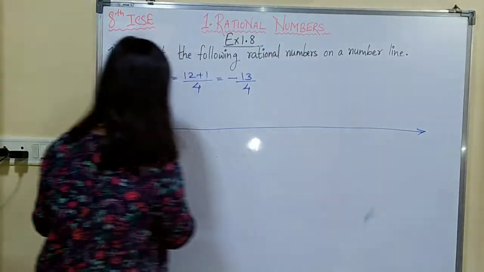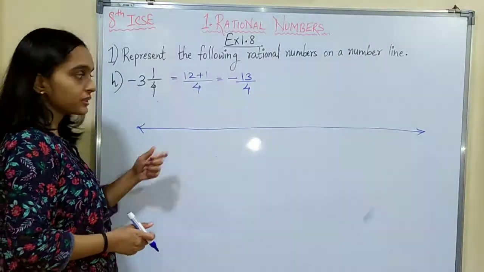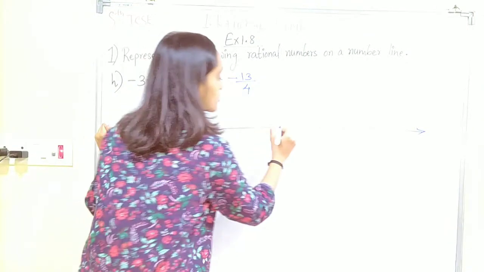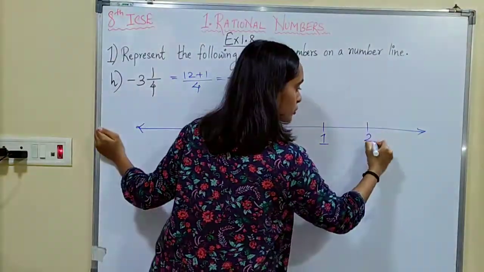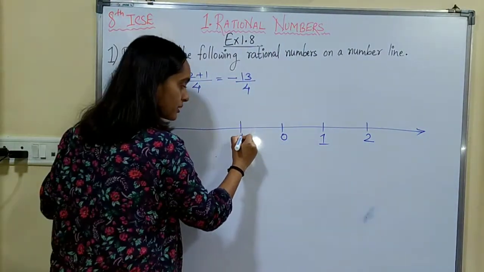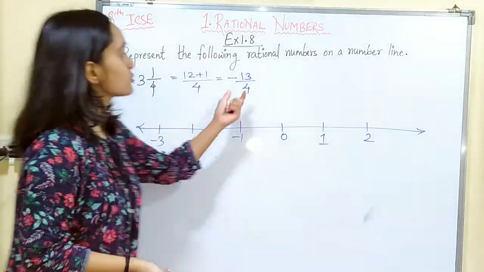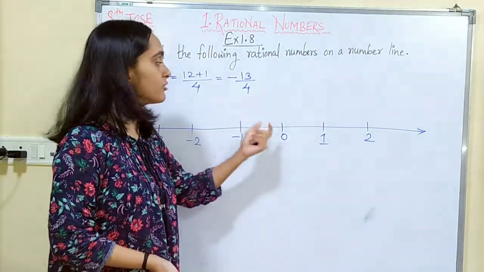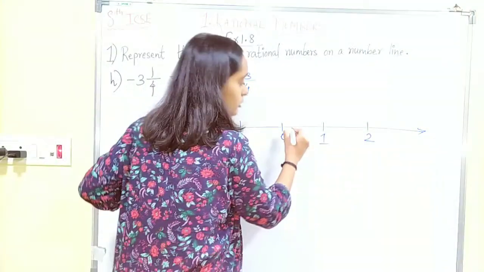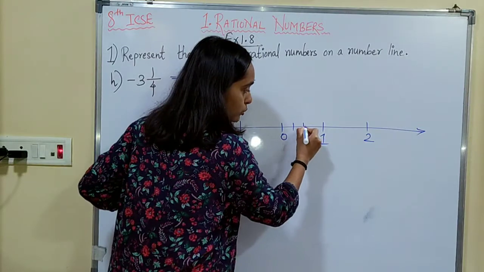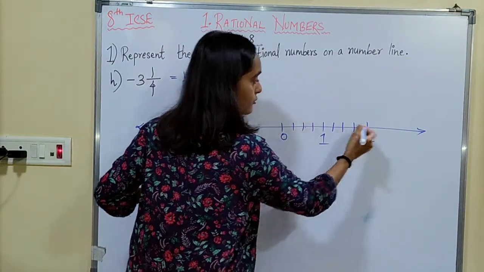This is your number line. As it is a negative number, we have to represent it towards the left of 0. So 0 will be here, then minus 1, minus 2, minus 3, like that. Here the denominator is 4, so we will take 4 divisions between any two numbers. So here 1, 2, 3 and 4, and like that in each interval.